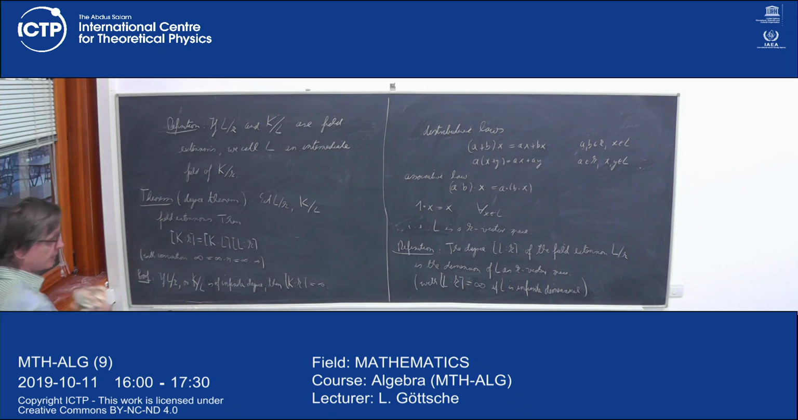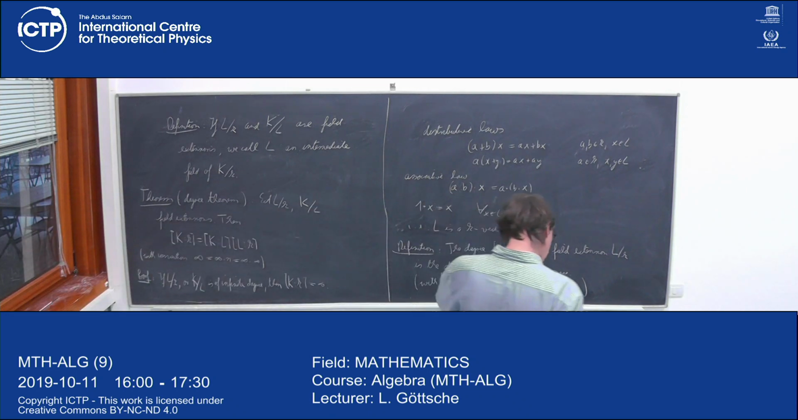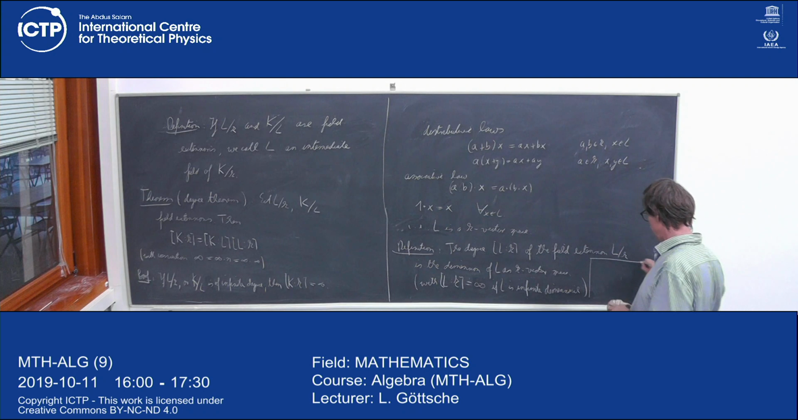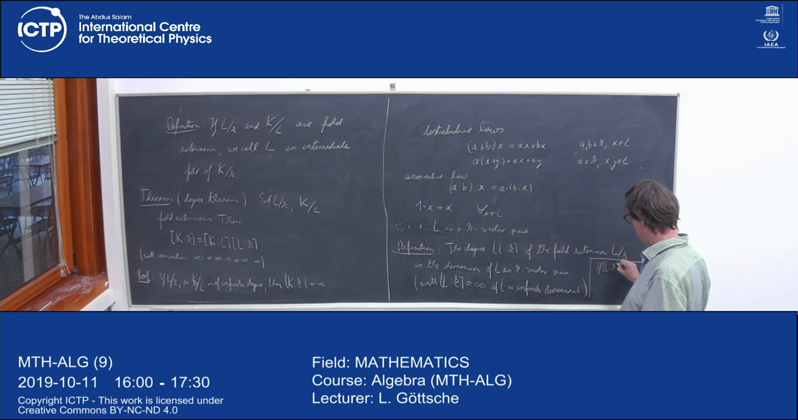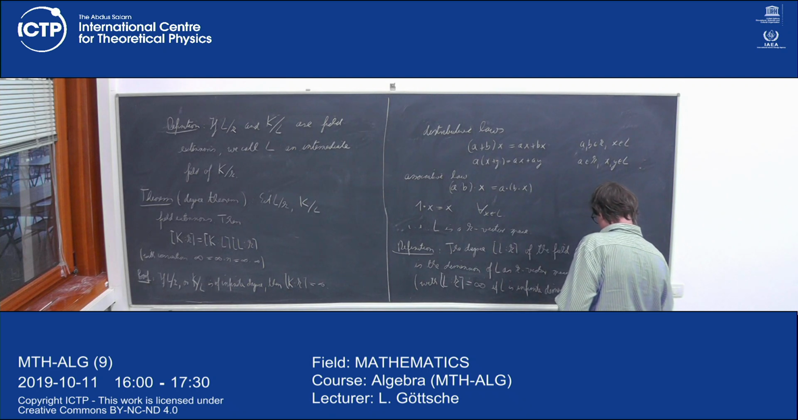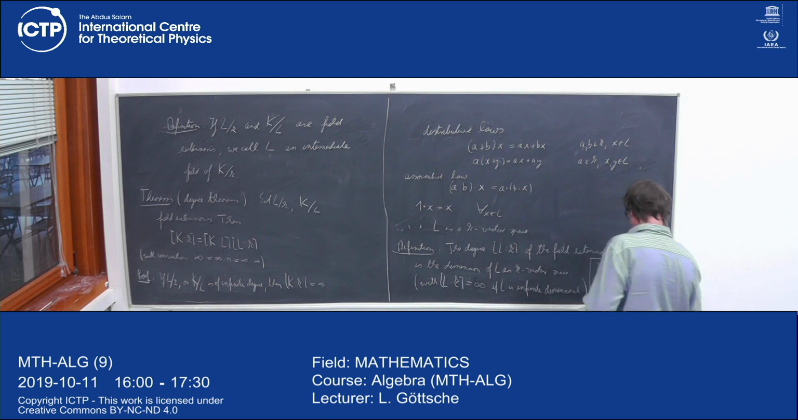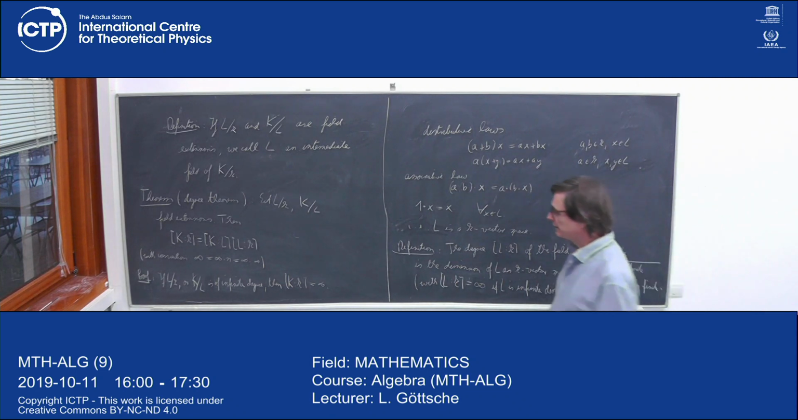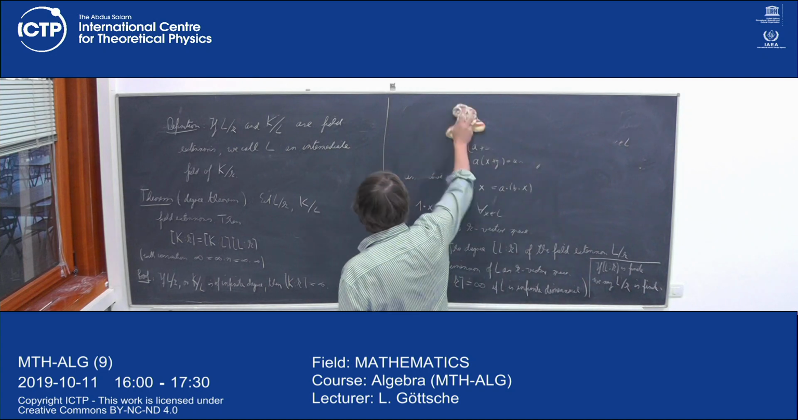Maybe I should have introduced this earlier, but I'll just write it because it's a convenient language. So if L over K is finite, so if this degree is finite, we say the field extension L over K is finite. It's just some simplified language. Okay, now let's go to the proof.